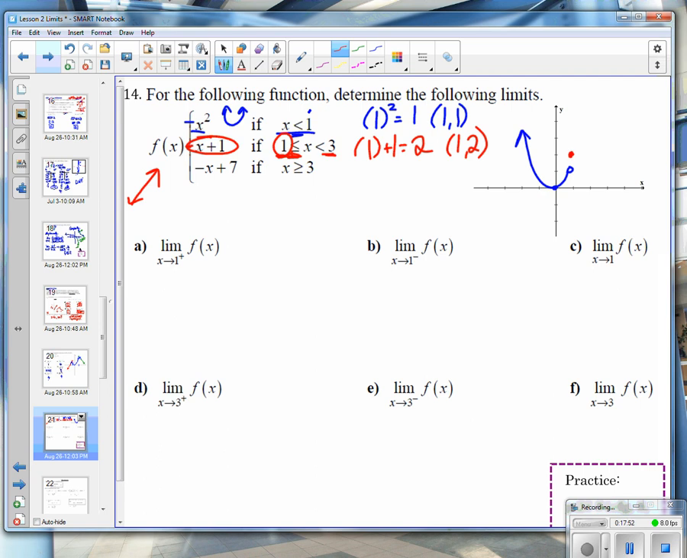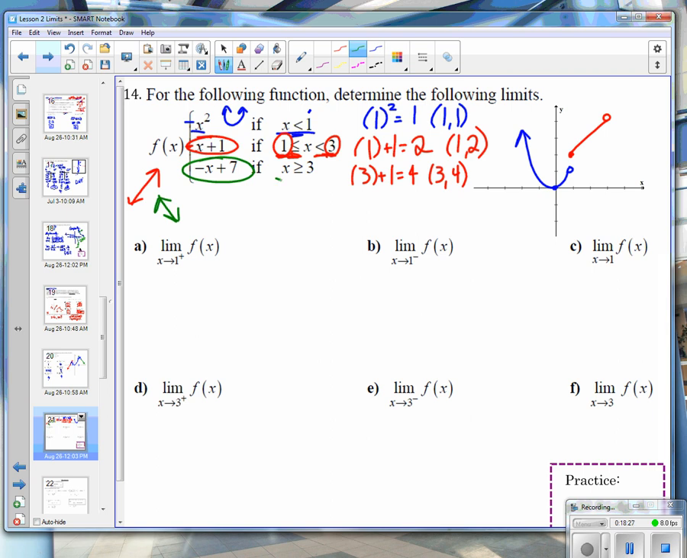Then I know it's a straight line going up, and the next point that we can plug in is the 3. So I've got 3 plus 1 is 4. So that's going to be (3, 4). So (3, 4) is going to be right about here. And remember, I'm drawing an open circle because it's less than. My graph is going to go like this. And then the last section, I've got this guy here, negative x plus 7. Again, it's going to be a straight line going down because I've got a negative slope.